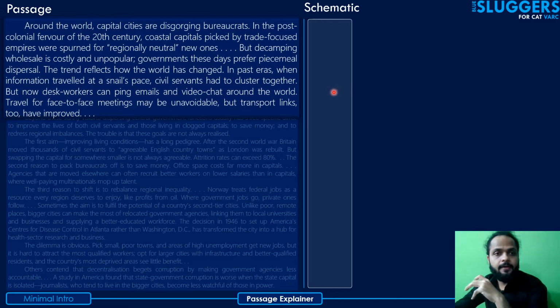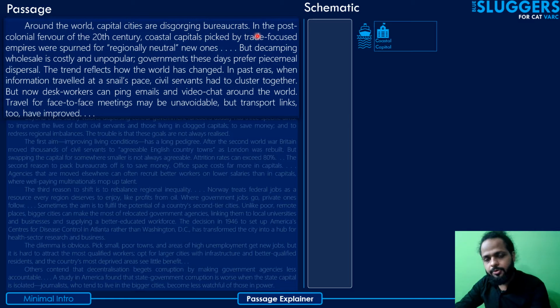Okay, guys. So starting with the first paragraph, the author says, around the world, capital cities are disgorging bureaucrats. In the post-colonial fervor of the 20th century, coastal capitals picked by trade-focused empires were spurned for regionally neutral new ones. Okay, so let's understand what he's trying to convey here in the first couple of sentences.